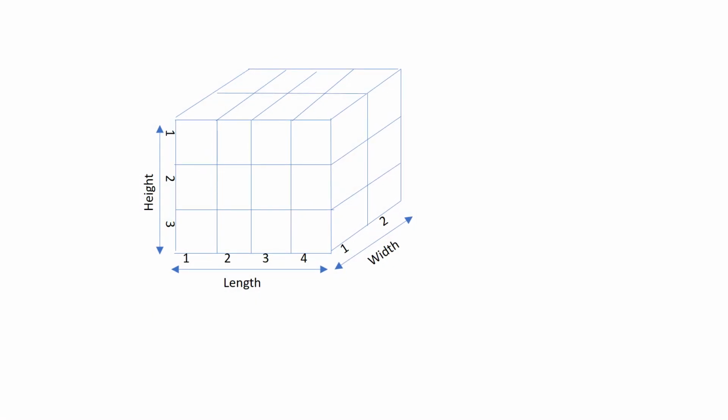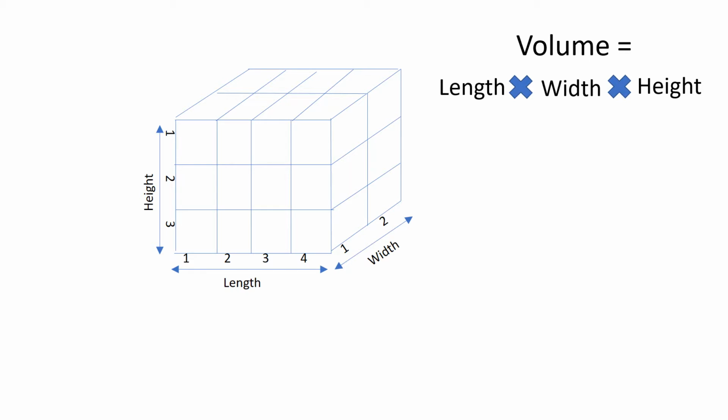Let's do an example. Volume equals length times width times height. Just remember that. We are now going to work out the cube volume: 4 for the length times the width, which is 2, times the height being 3.